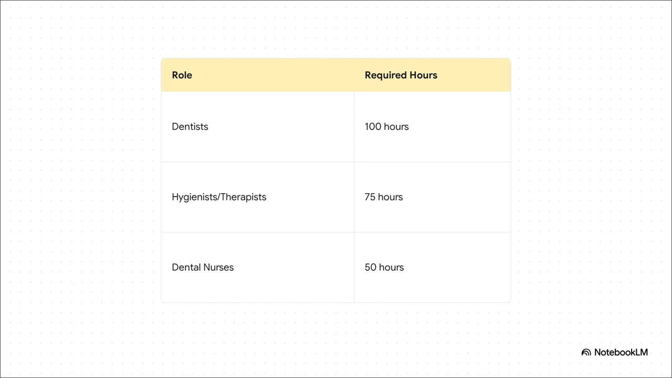And as you can see, the magic number you're aiming for over your 5-year cycle is 100 hours for dentists, 75 for hygienists and therapists, and 50 hours for dental nurses. That's your target. And here is a rule that's designed to stop any last-minute cramming. You have to complete a minimum of 10 verifiable CPD hours within any 2-year period of your cycle. This is basically the GDC's way of making sure your learning is consistent and spread out, not just a mad dash at the end of year 5.